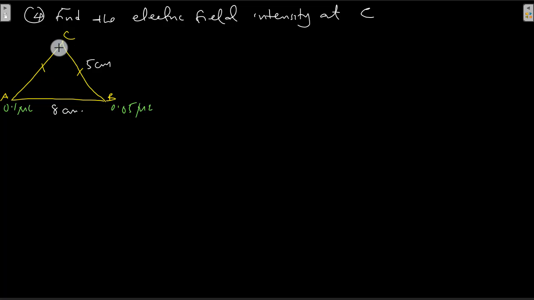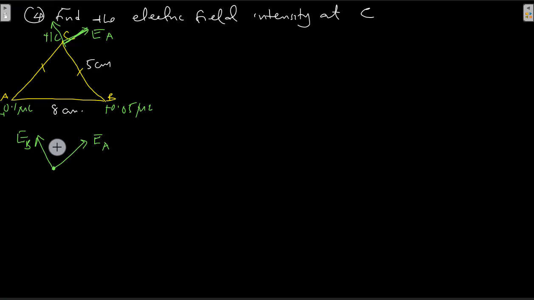So we want to find the electric field intensity at C. This is a 2-dimensional problem, so let's draw also a force diagram here. For simplicity, I always put a +1 coulomb charge here. All these are positive charges, so let me call this the electric field intensity due to the charge at A, it's in that direction. Then the electric field intensity due to the charge at B, this is positive, this is also positive, so it's in that direction.